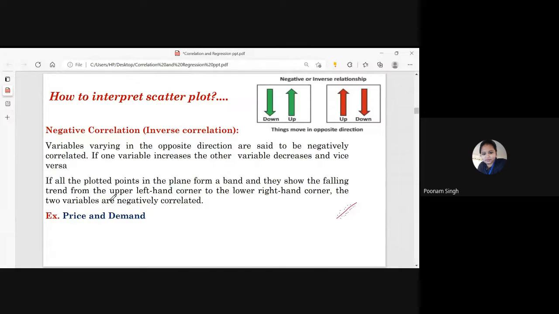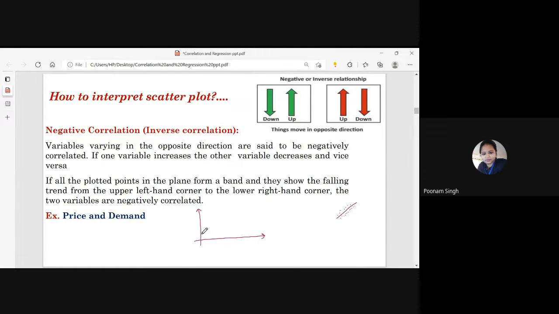It means we say that two variables are negatively correlated if smaller values of x are associated with the larger values of y, and larger values of x are associated with the smaller values of y. Okay, it means it is clear that if such happens, then variables will vary in the opposite direction. Then they are said to be negatively correlated. If one variable increases, the other variable decreases, and vice versa.